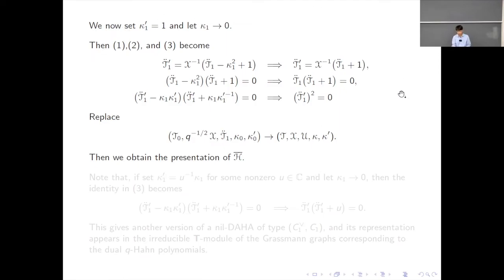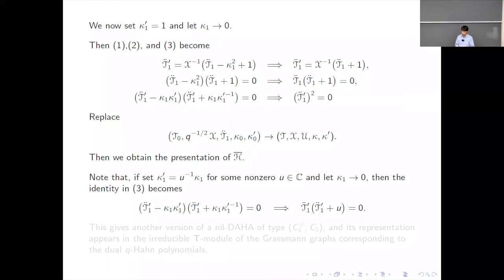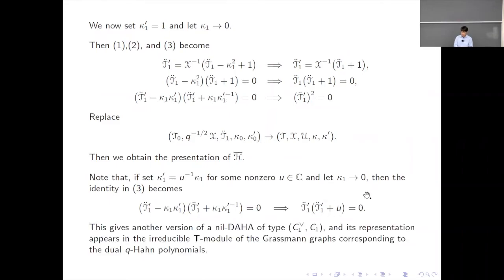But you may ask, what about other specializations? Of course, we can make a bunch of degenerate cases. For example, if we set K1 prime to u inverse K1 for some non-zero scalar u, and then we specialize K1 to 0, this relation 3 becomes this. Then this gives another version of nil-DAHA of type C1 check C1.